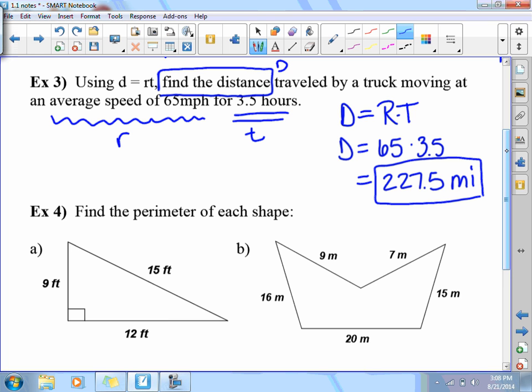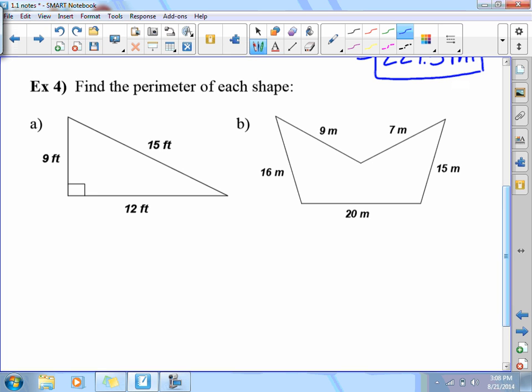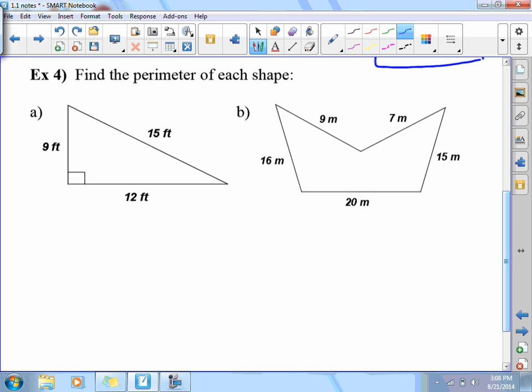We've got example 4 and example 5 left, and then we're done. Example 4 deals with the perimeter of a shape. And in part A here, we have a triangle. And to find the perimeter of any shape, you basically just add up all the sides. And you can use a special formula or just write it out.